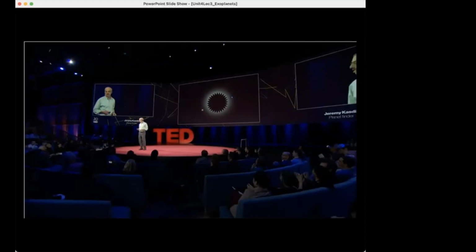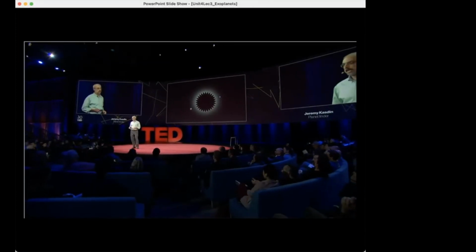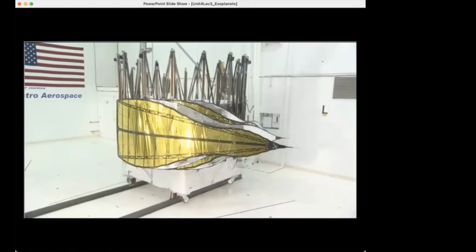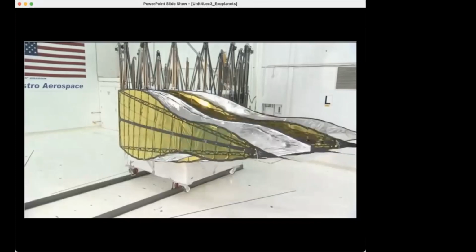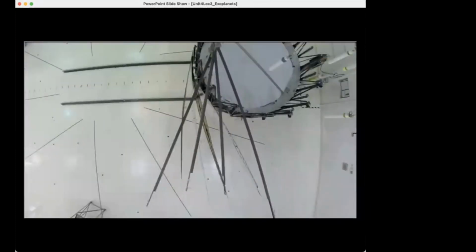That's not science fiction. We've been working on this for the last 5 or 6 years. Last summer, we did a really cool test out in California at Northrop Grumman. So those are 4 petals. This is a subscale star shade. It's about half the size of the one you just saw. You'll see the petals unfurl.